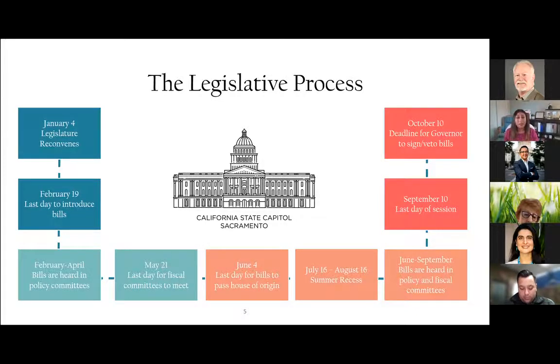So once it gets to the Assembly and the Senate floor, all those bills that are there have to pass by the House of Origin by June 4th. If they do not pass, that means they stay there.